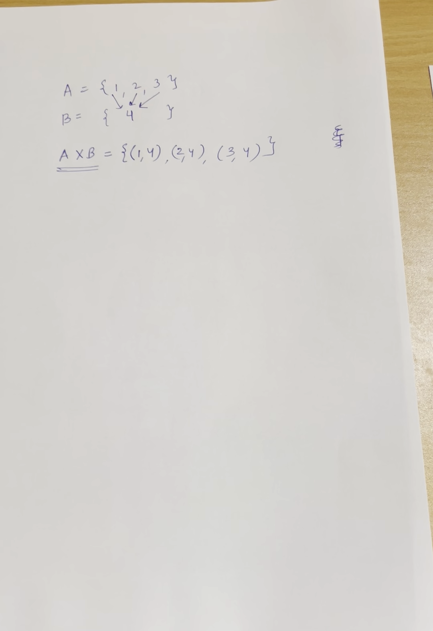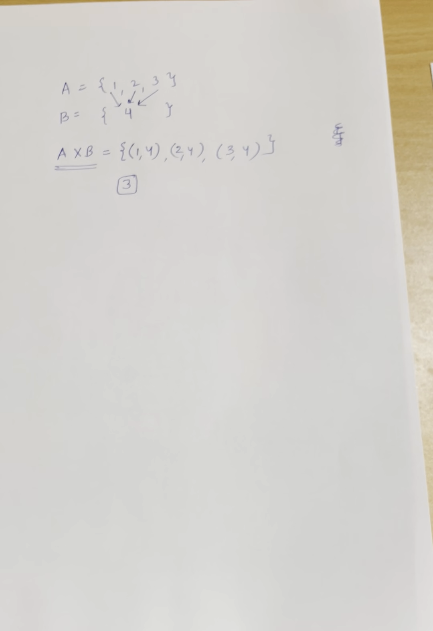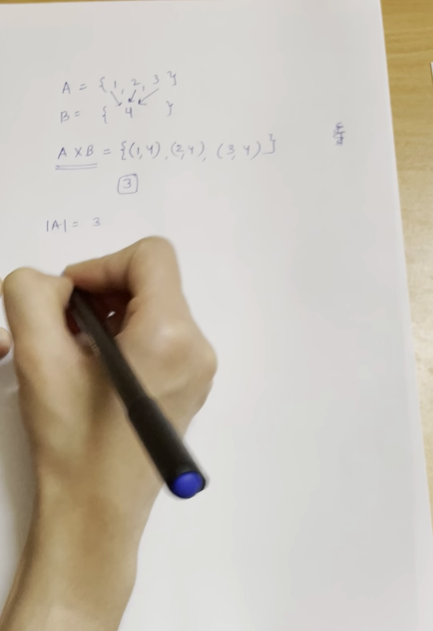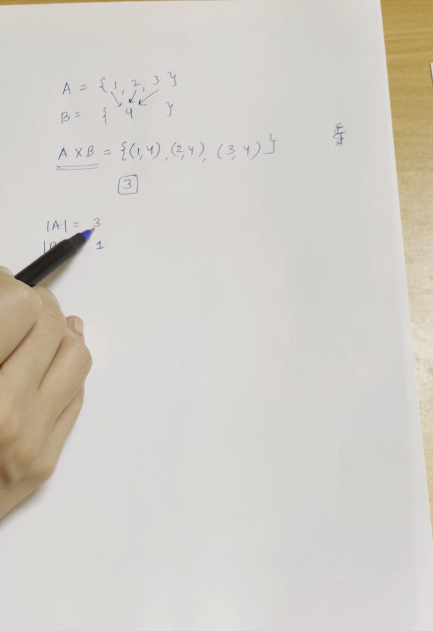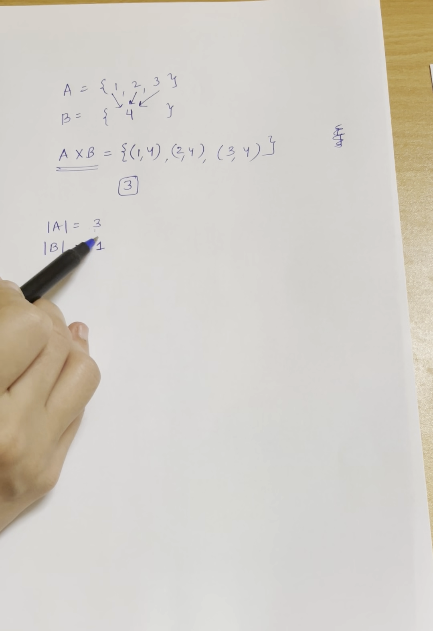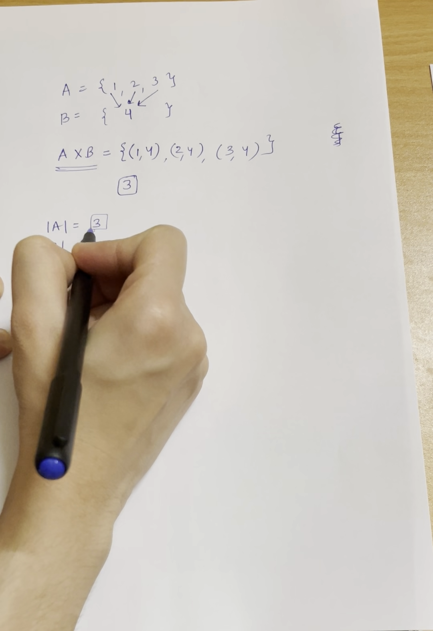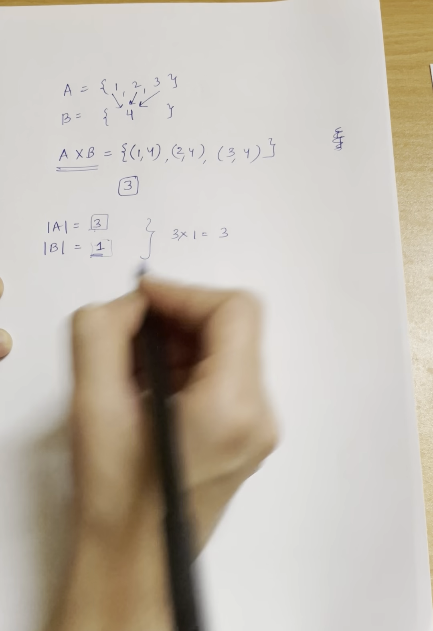So if someone asks what is the cardinality of A cross B, okay, how can we find it? See, the cardinality of A is 3. The cardinality of B is 1. All the three elements should be multiplied by each element of B. Here only one element is present, so 3 elements are multiplied by this one element. So we can say 3 cross 1 equals 3.